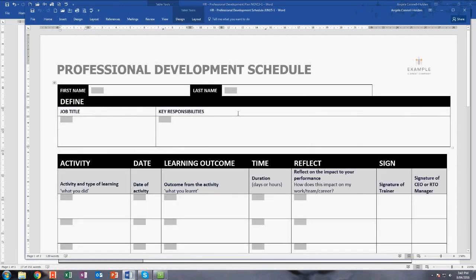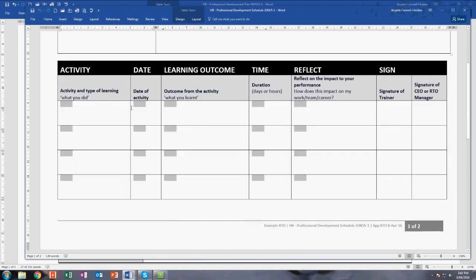Then when they've completed those PD activities, you should fill in this professional development schedule. So you put in their name, what is their job, what are their key responsibilities, what activity did they complete, when did they complete it, what was the outcome of the activity, what did they learn, how long was that? So it might have been a 2-day conference that they attended, the Vivacity conference, for example. They could have attended for 2 days, and reflecting on the impact on their performance of what they learned from that conference.